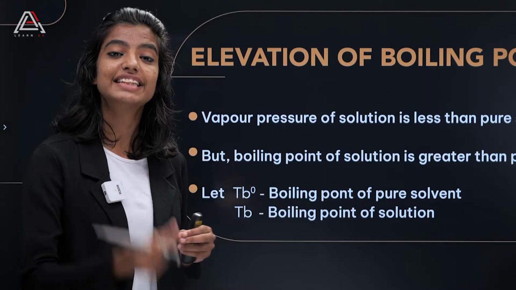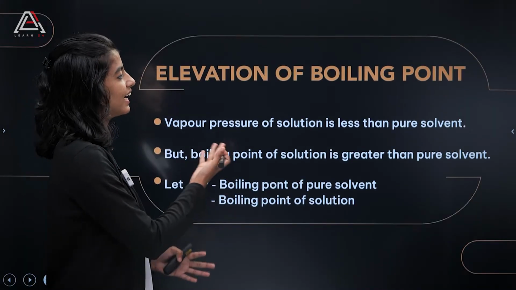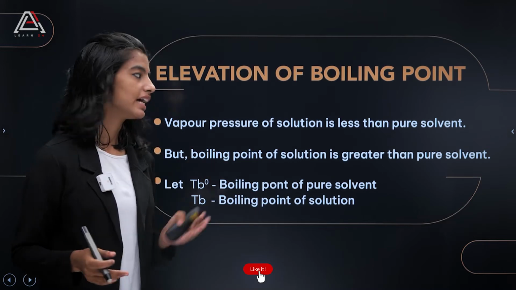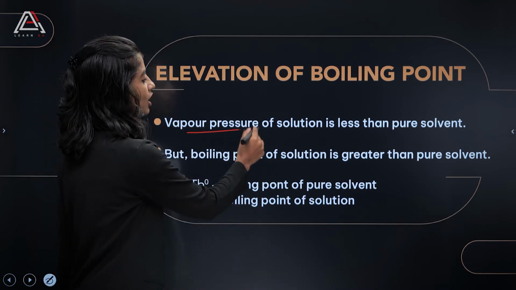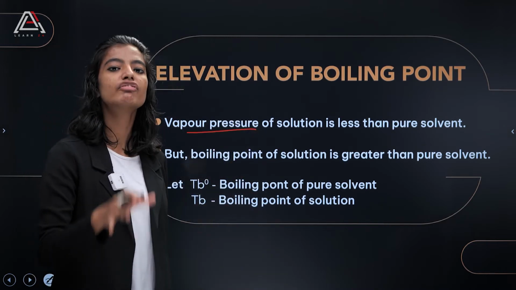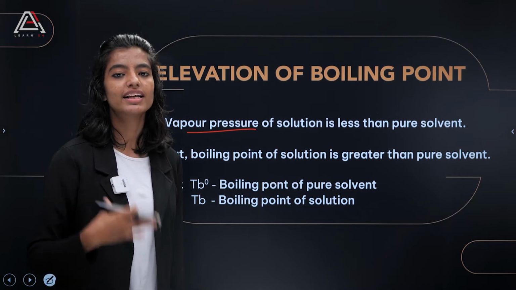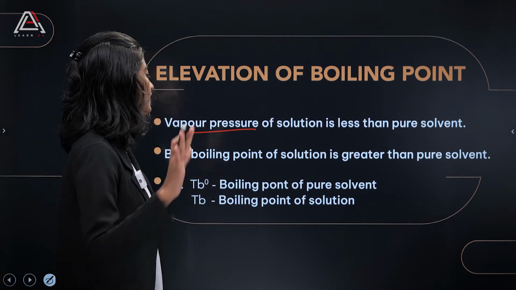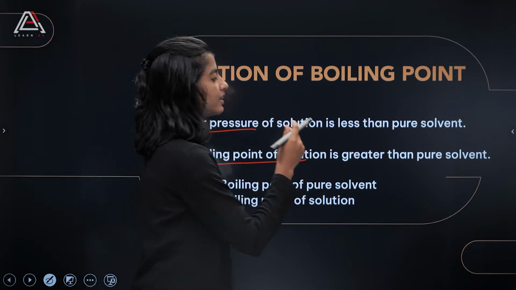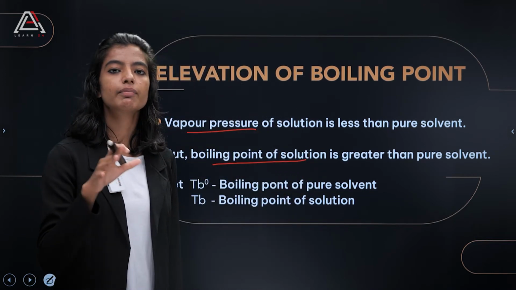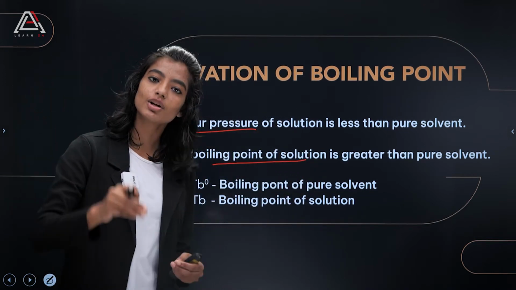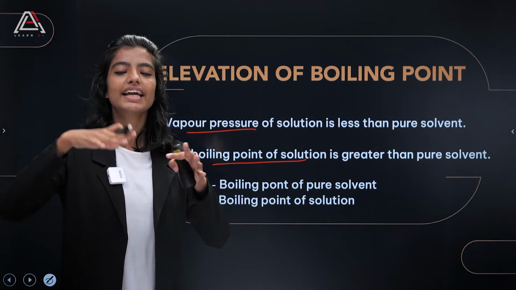Moving on to the second colligative property, the elevation of boiling point. As we know, vapor pressure of solution is less than that of pure solvent, right? We already learned about that. But the boiling point of solution is greater than that of the pure solvent. When I add solute, boiling point just increases.